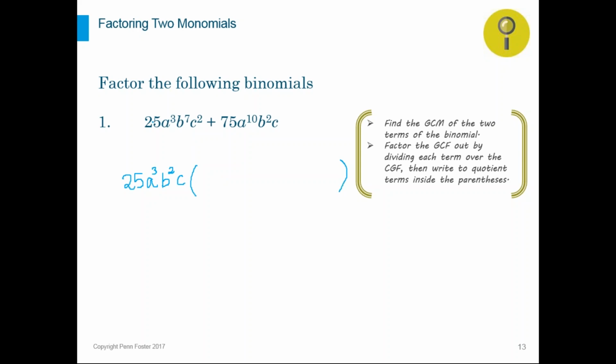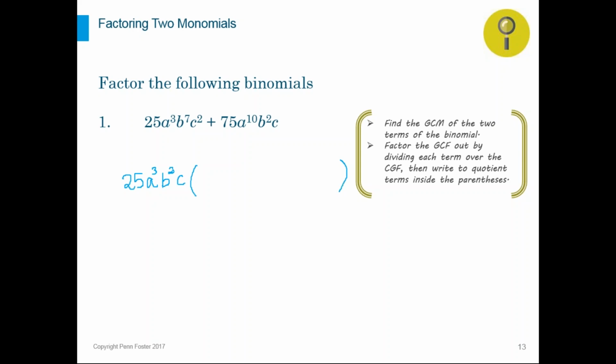So divide 25 over 25 is a 1. We do not write 1 in algebra. A to the third over itself is a 1, nothing still. B to the seventh over b to the second.